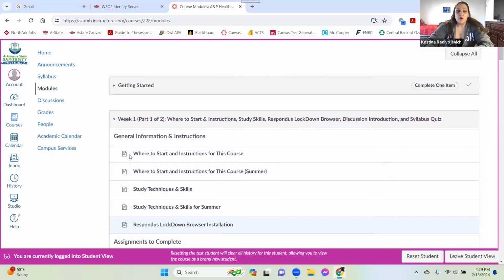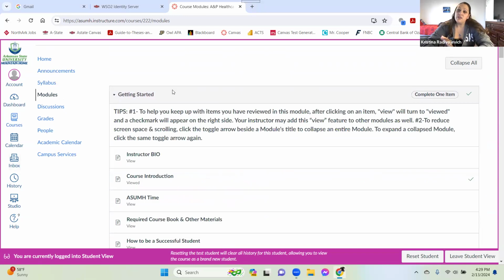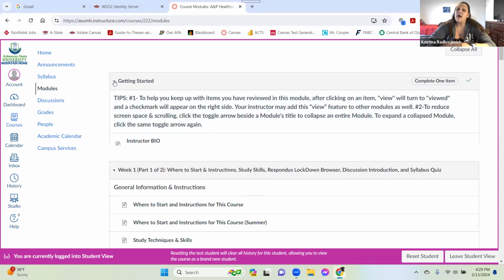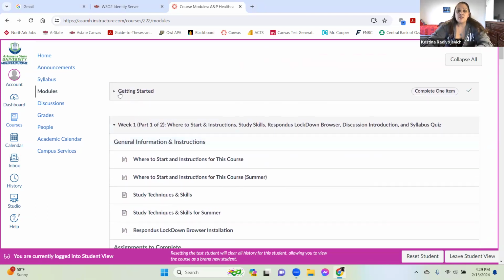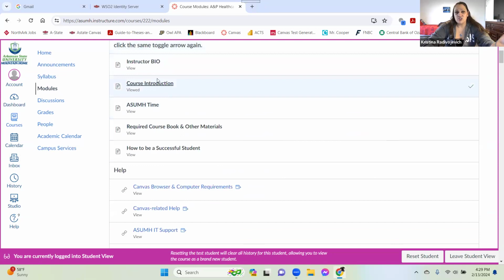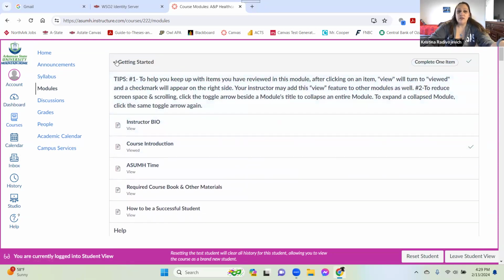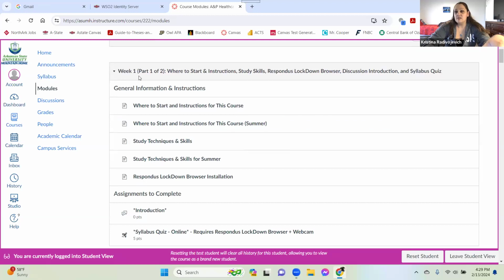But I want to go into the module section to show you a couple of things, so you know where to get some information and how to approach the course. The first thing is there is some information in the getting started section, some information about me and the instructor bio, all of that. But really, the meat of it is going to be in these module folders. The week one, part one of two, is where to start and the instructions for this course.